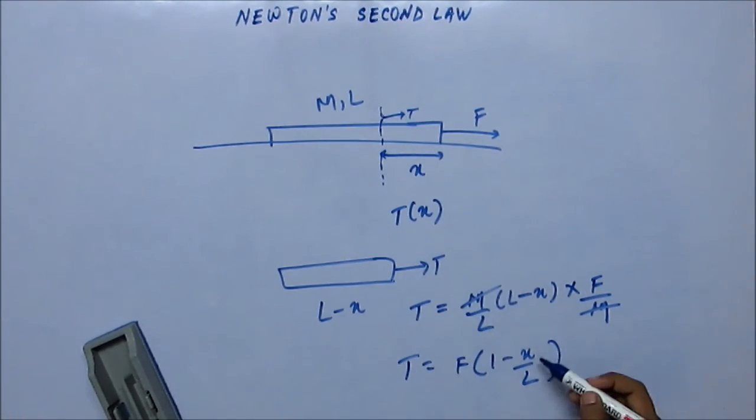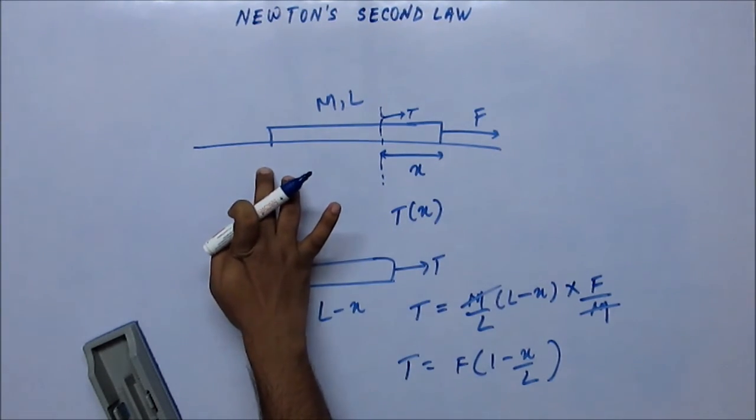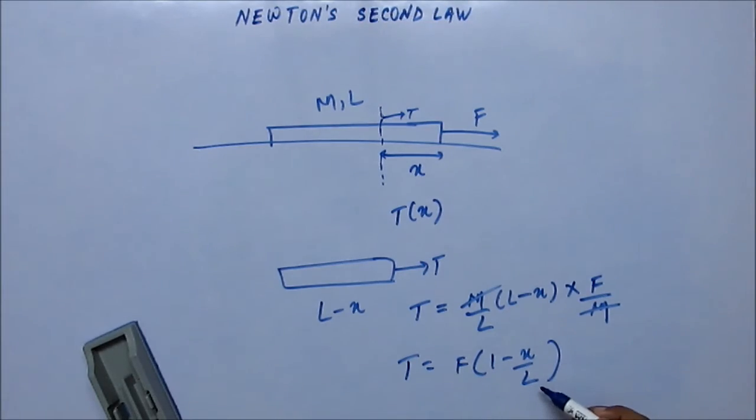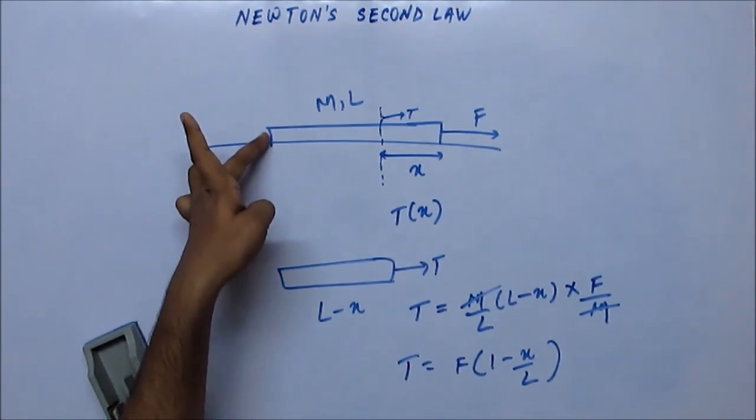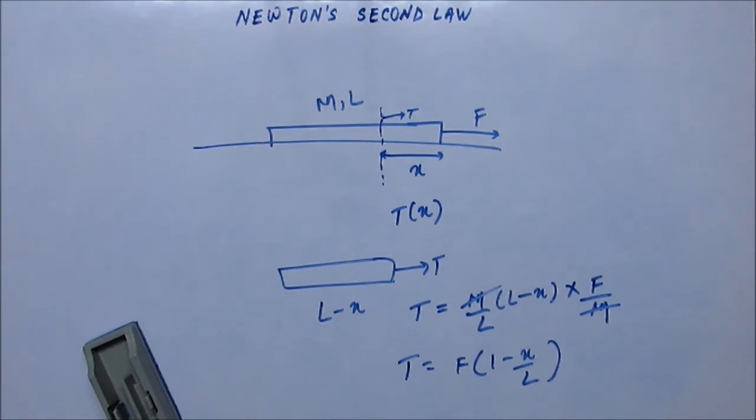When X is 0, then tension is equal to F. When X is L, you have reached the other end, then tension is equal to 0 because there is no mass on the left hand side to be pulled. So tension at this end will be 0. So this is the expression for you. Okay, so now we have studied Newton's second law of motion and we have worked more on the string force, and now we'll switch and study some of the cases where spring force will be involved.